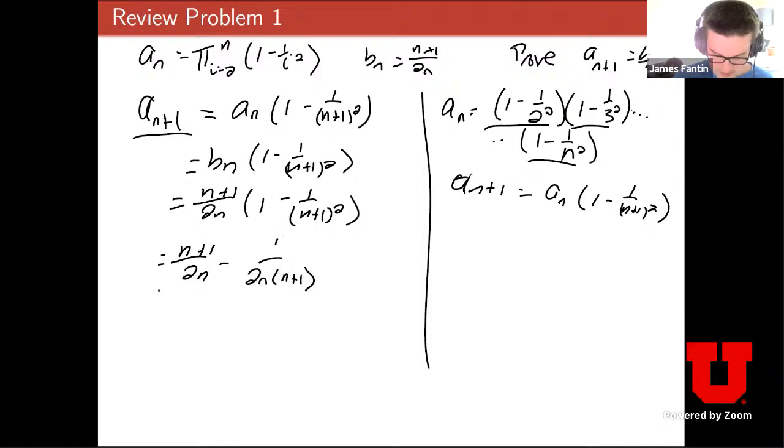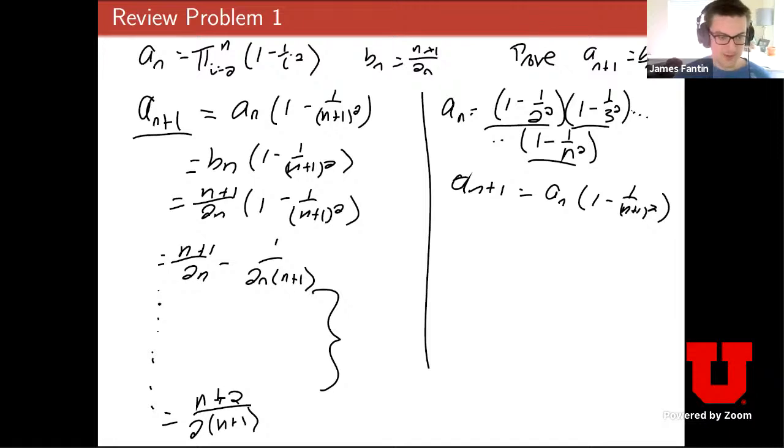Yeah. And then I don't want to spend too much time on the algebra, but if you go through all the algebra, you'll eventually be able to get that this is equal to n plus 2 over 2 times n plus 1, which is exactly what we'd want to prove. I just don't want to spend too much time getting stuck on the algebra so we can get to a few more problems.